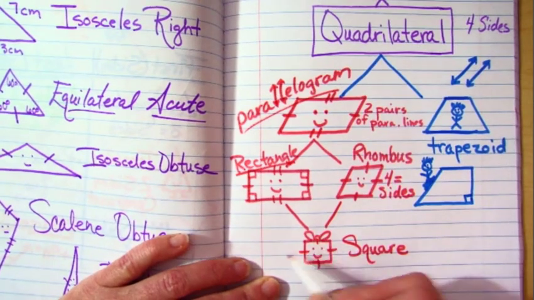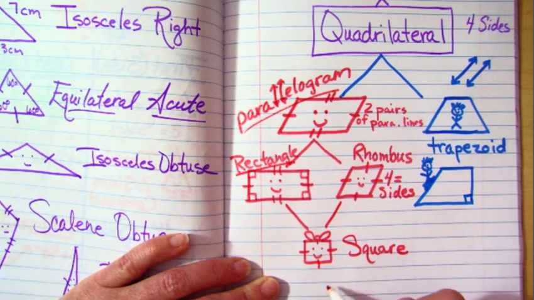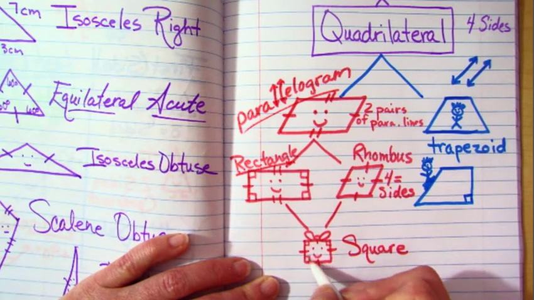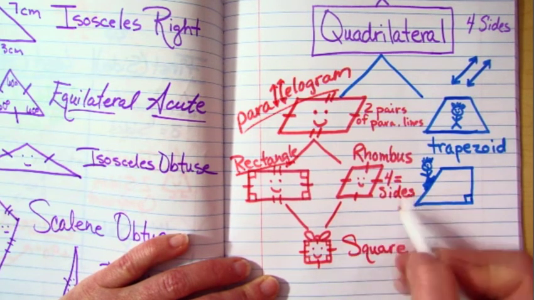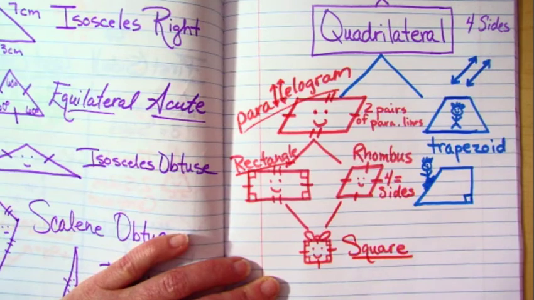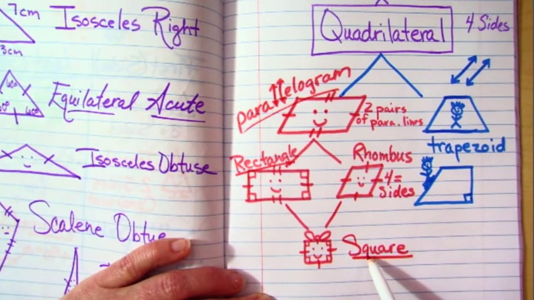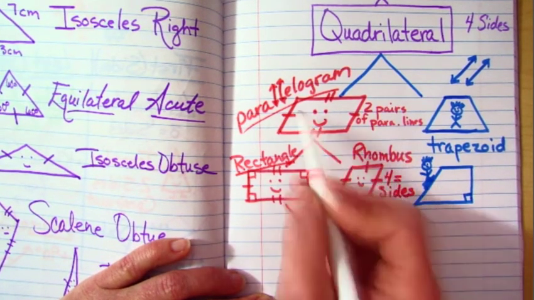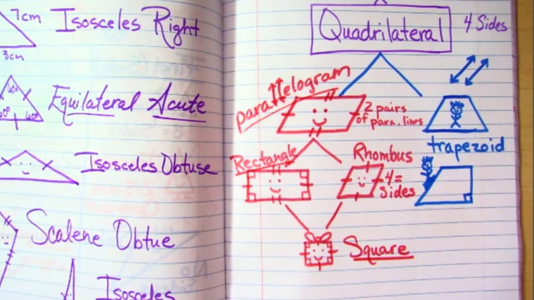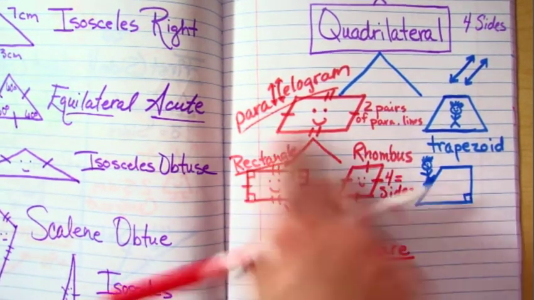A square has opposite sides that are parallel, 2 sets of parallel sides. It has 4 90-degree right angles. It has 4 equal sides. This is all of them and one. A square can also be classified as rectangle, rhombus, parallelogram, quadrilateral. She's all of them. She has the attributes of all of these shapes.